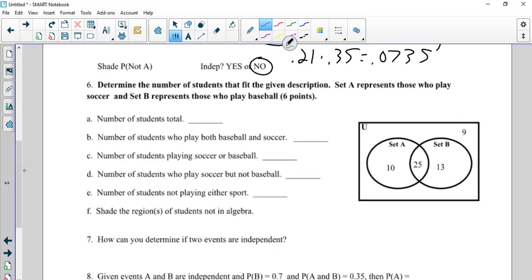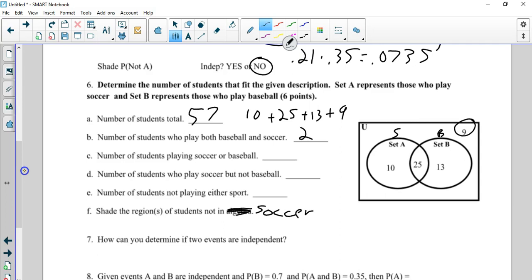Okay, looking over here, and this should be soccer. Sorry about that. All right, so set A is soccer and B is baseball. Number of total students: you need to add up 10 plus the 25 plus the 13 plus, don't miss these out here, 9. That's 57 students. There's 10 that just play soccer, 13 that just play baseball, and 25 that play both. Now, the number of students who play both, well, that's 25.